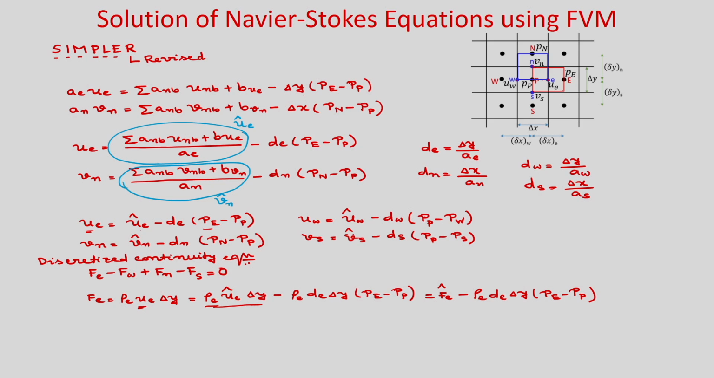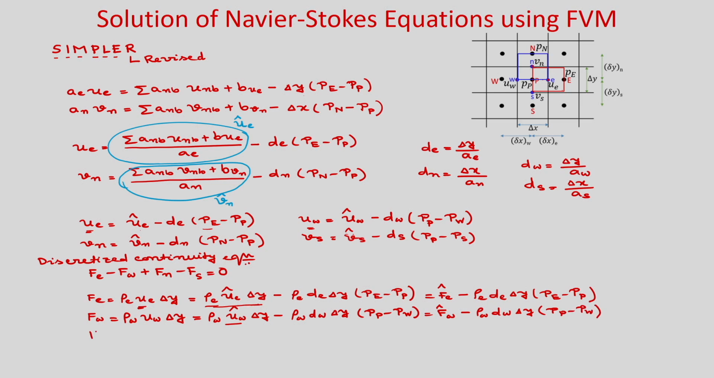Now, similarly you just write Fw, Fn and Fs. So, Fw will be rho w uw delta y, and uw is this one. So, it will be rho w uw hat delta y minus rho w dw delta y (Pp minus Pw), and this if you represent with Fw hat, then it will be rho w dw delta y (Pp minus Pw).